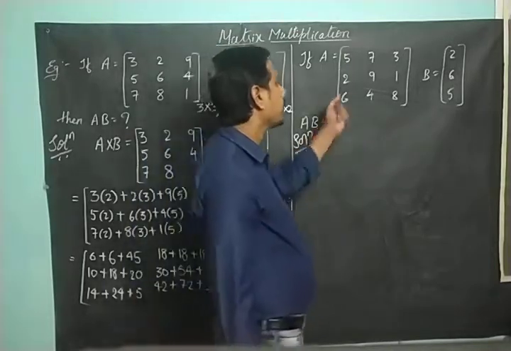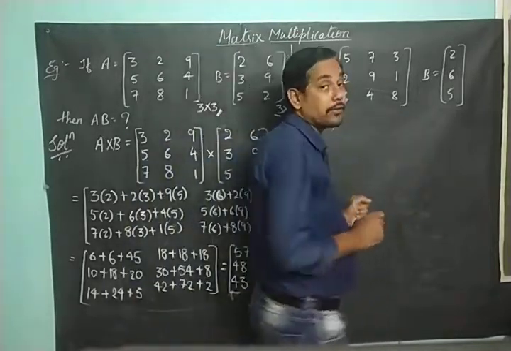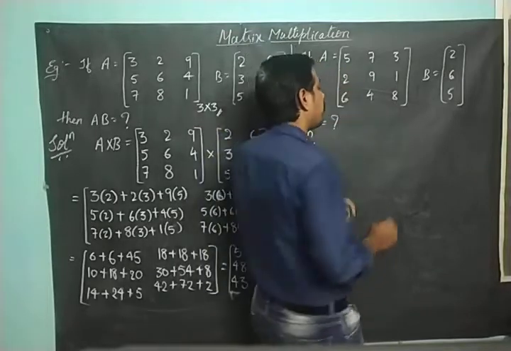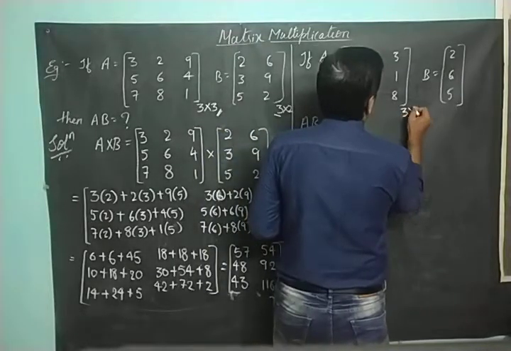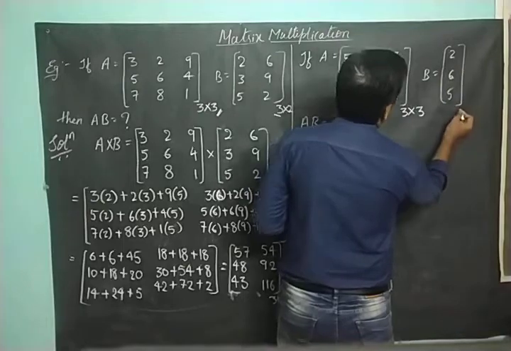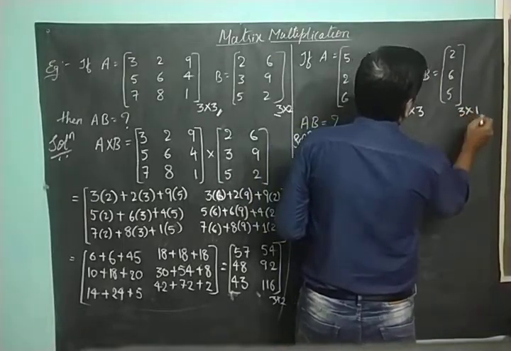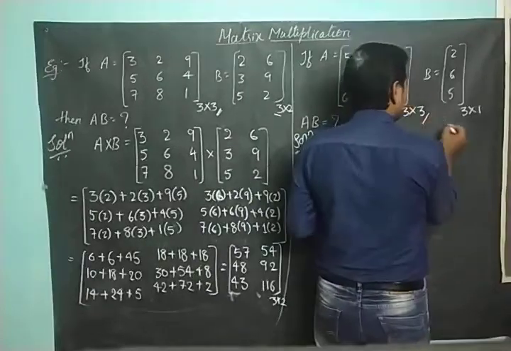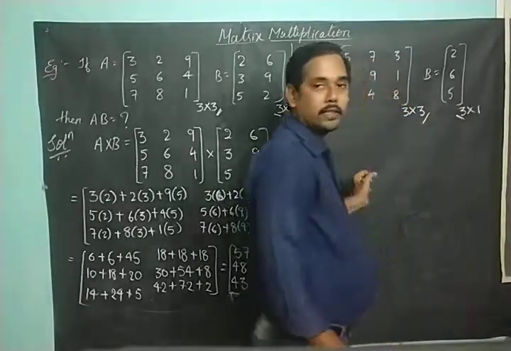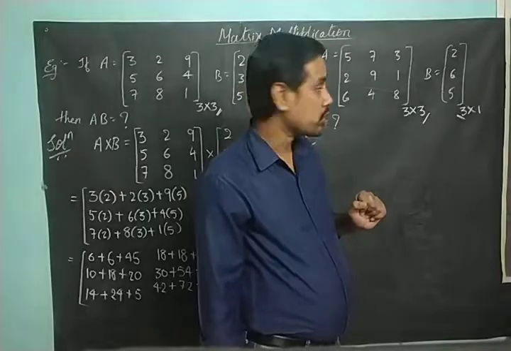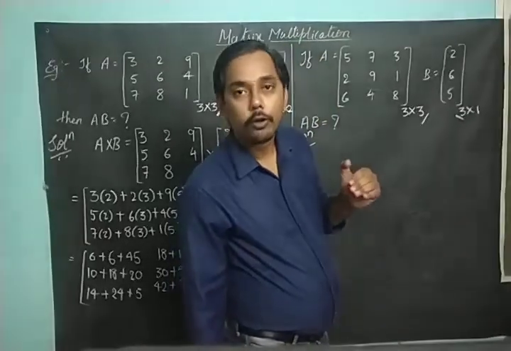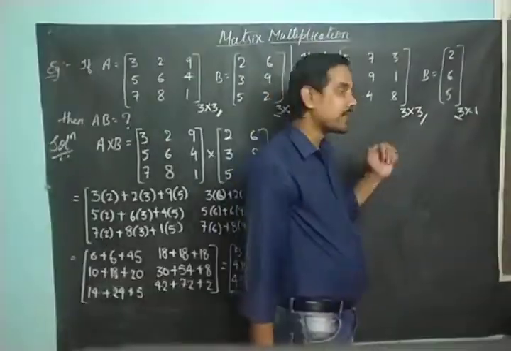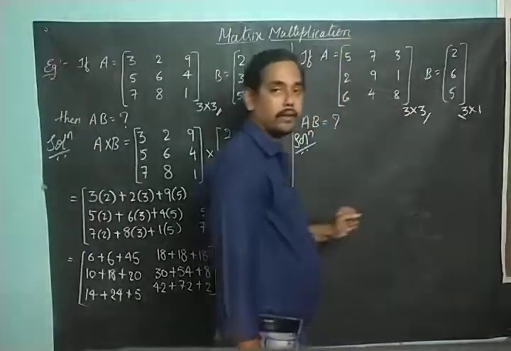Okay, so here let us check the condition. Is it going to satisfy? This is of order 3 cross 3. This is of order 3 cross 1. So number of columns here are equal to number of rows here. So the matrix multiplication is possible. And what will be the order of the resultant matrix? It will be 3 cross 1. Let us check it out.